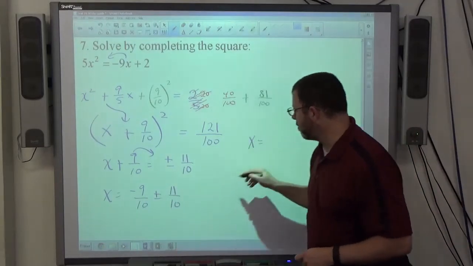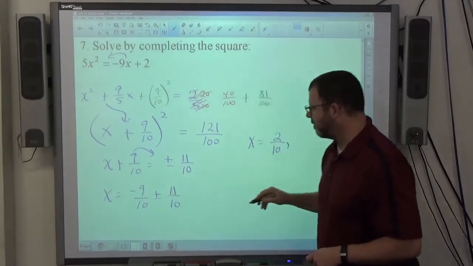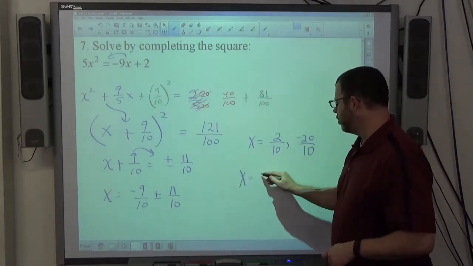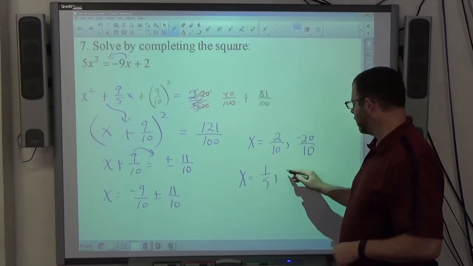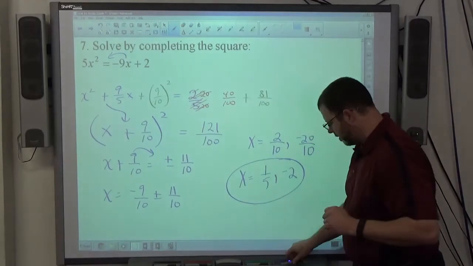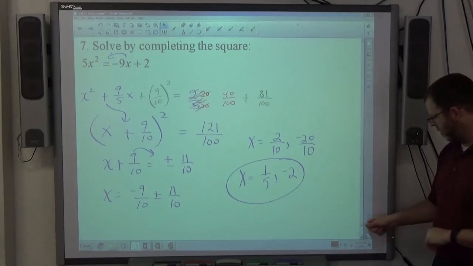Negative 9 plus 11 makes 2 over the common denominator of 10. Negative 9 minus 11 is negative 20 over the common denominator of 10. 2/10 reduces to 1/5. Negative 20/10, negative 2. Again, full credit, half credit. Make sure you go all the way to the end on these problems. I would expect both of them to come out like this on the test.